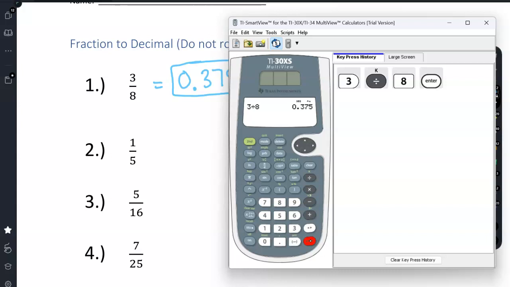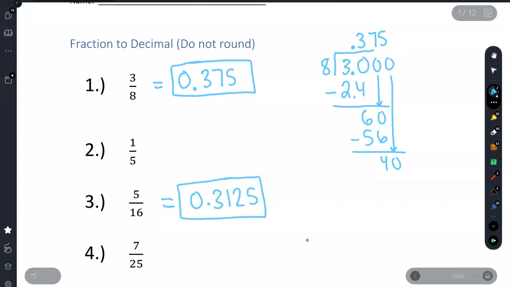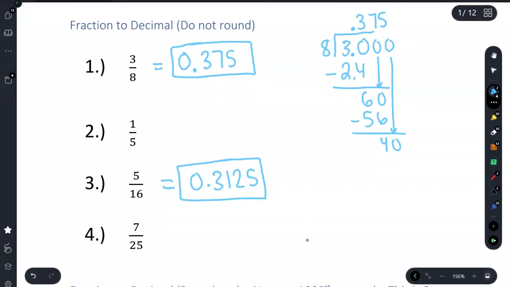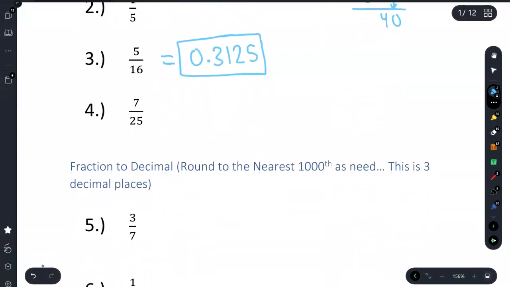All right, so my next one, I'm already going to jump to number 3. Number 3 is 5 divided by 16. So I'm just going to clear this out. 5 divided by 16 is going to be 0.3125. So that's equal to 0.3125. And that's all I'm looking for in this first section, is to make sure that we know how to use our calculator to convert to a decimal. So once again, I'm going to leave number 2 and 4 for you to do.